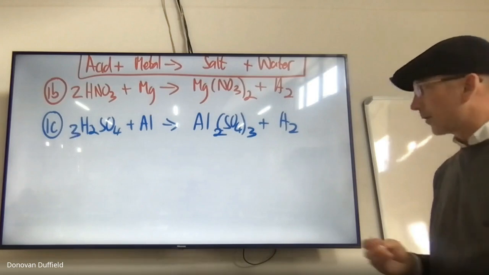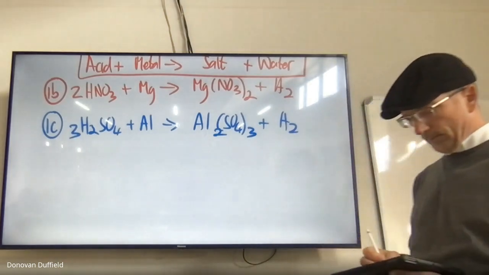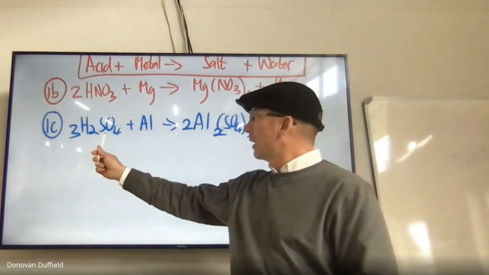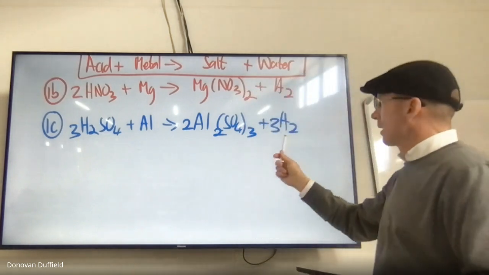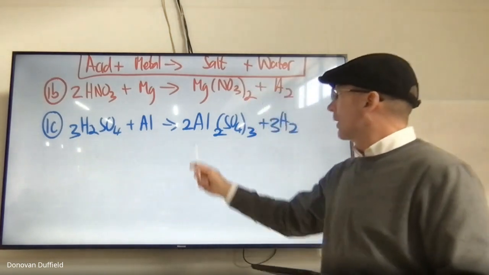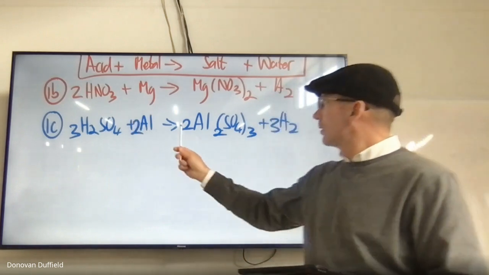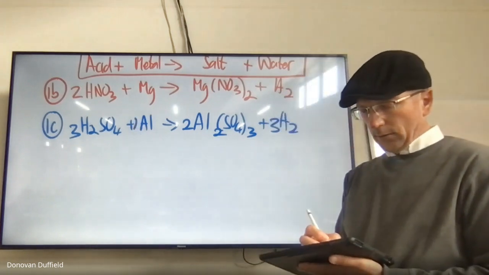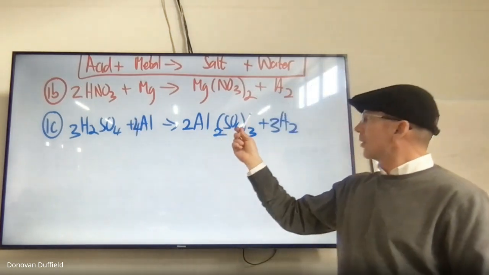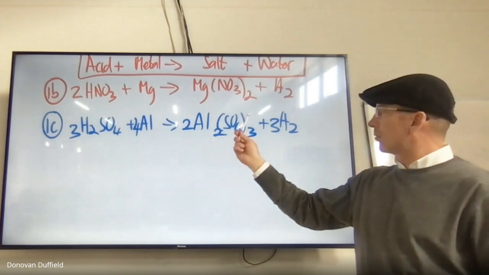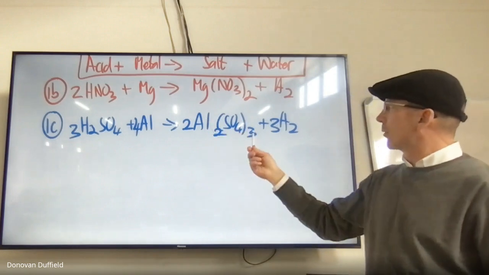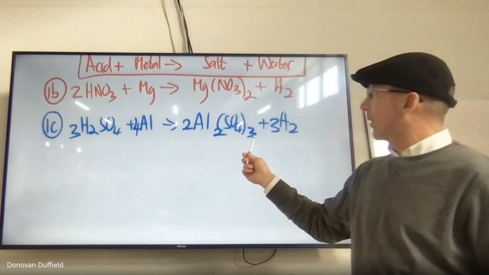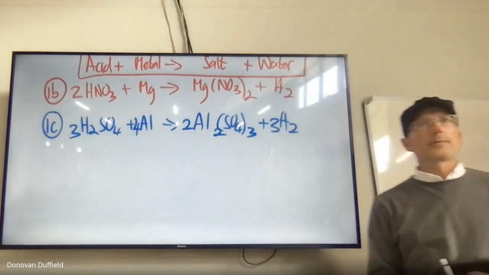Not 2 of those, 3 of those, and 2 aluminium, and 3 H2. Let's just check it. 6 hydrogen, 6 hydrogen. 3 sulfates, 3 sulfates. Need 2 aluminiums. As a matter of fact, you need 4 aluminiums, because sulfate is 2, so you drop and swap: Al2(SO4)3. So you need 6 hydrogens, 3 sulfates, 4 aluminiums, and that's balanced.